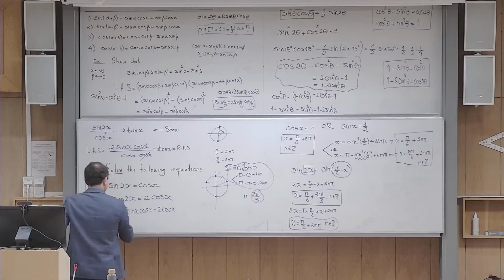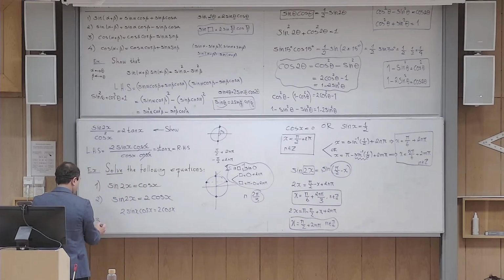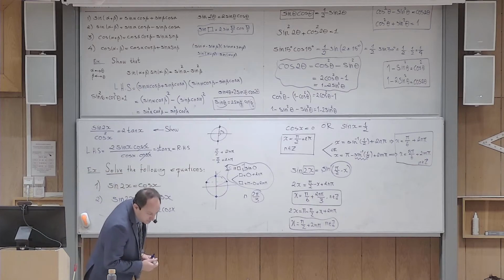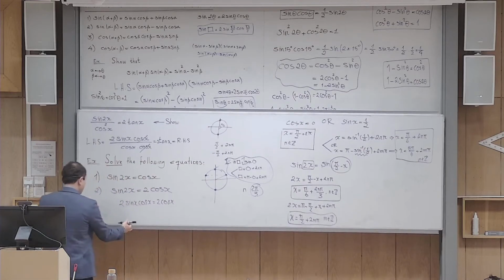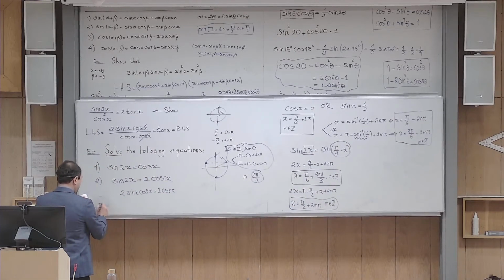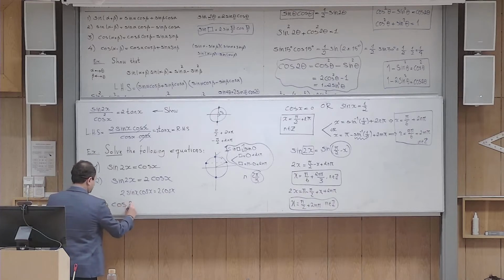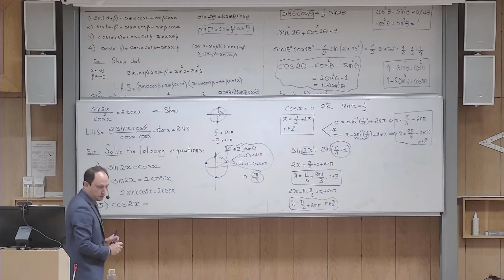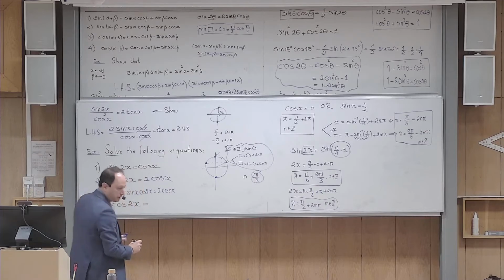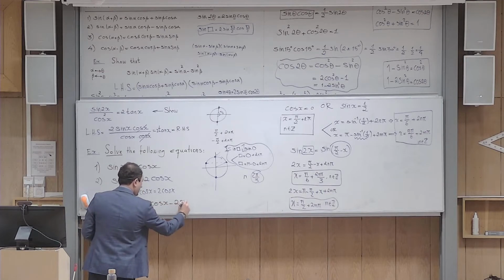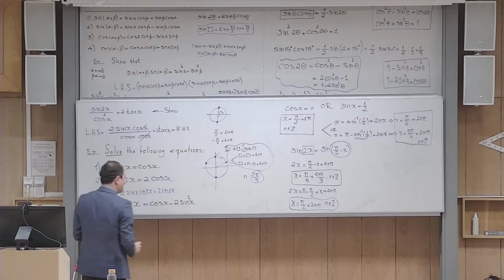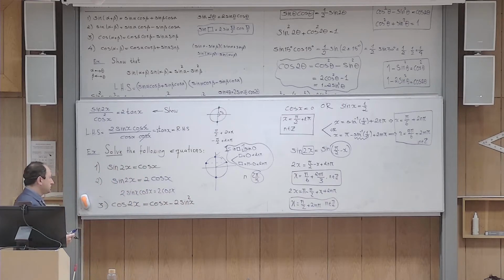So let me write number 3. Okay, so let me write it here. So this is the problem in the book. It's a good problem, by the way. So cosine 2x is equal to cosine x minus 2 sine squared x times 2 sine x squared. We want to solve this equation.